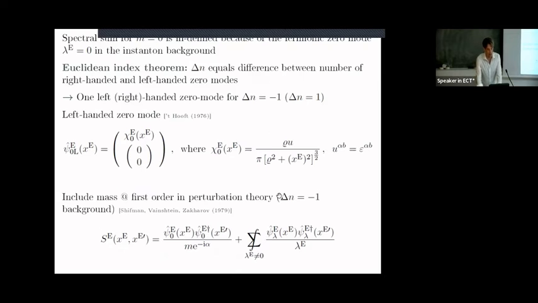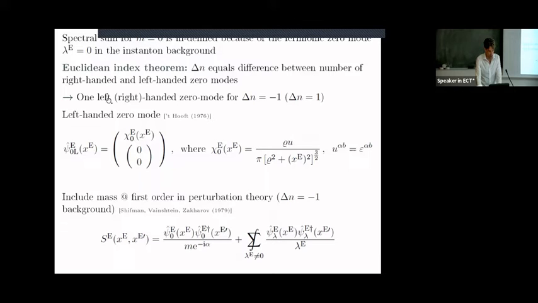Okay. I've written this for m equals 0 here, but actually, of course, this is ill-defined because of the presence of these fermion zero modes, because there's the Atiyah-Singer index theorem, and this tells us that the topological charge Δn equals the difference between the number of right-handed and left-handed zero modes.